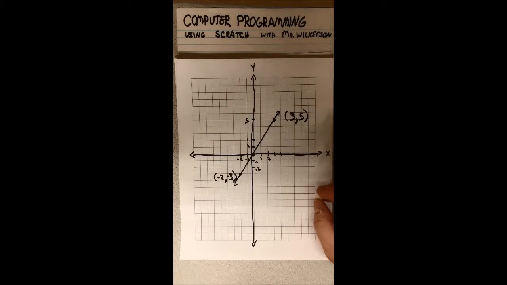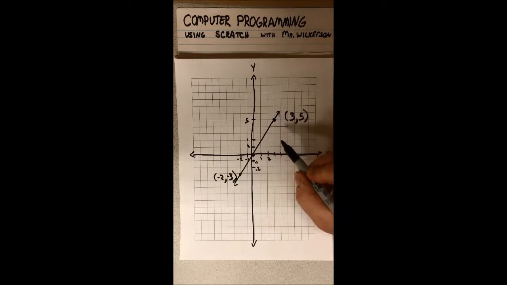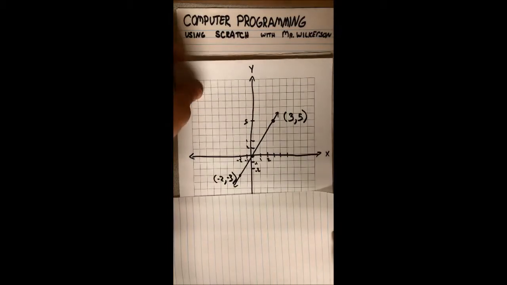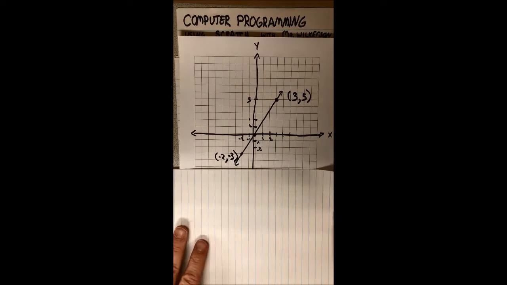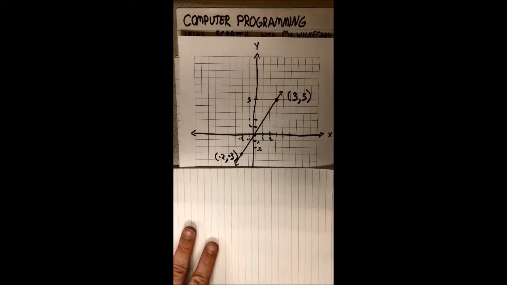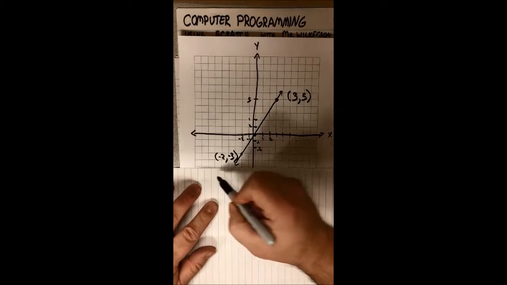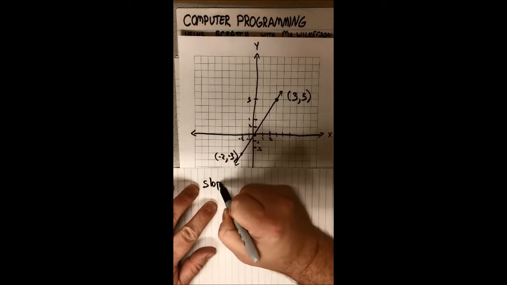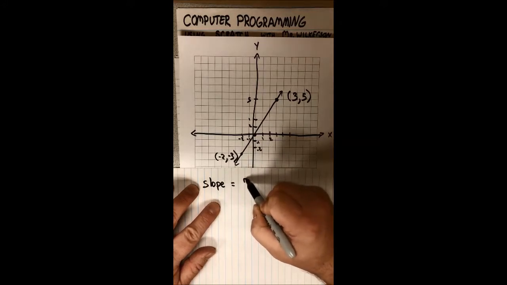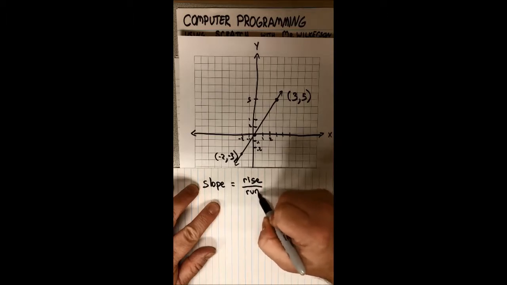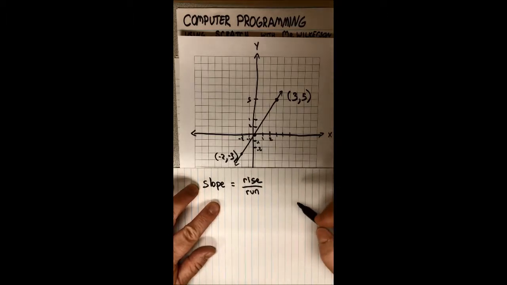Now, slope is defined as how steep the line is. The way we would talk about and denote the slope of a line is, slope is called the rise, which means to go up, over the run, which means to go forward or back.